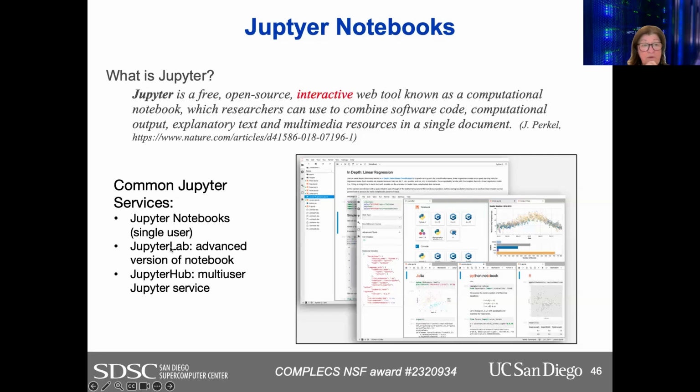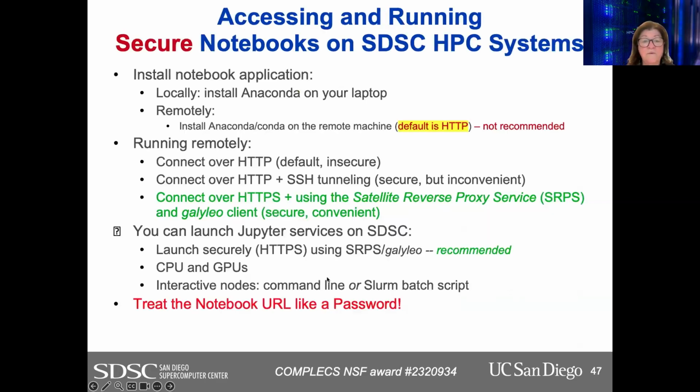And this is an example. You can do one notebook. You can do Jupyter Lab and run multiple notebooks, or Jupyter Hub is a service that might be hosted somewhere. We don't host Jupyter Hub because the security model is not strong enough for what we want to do on Expanse, but we do support running Jupyter Lab and Jupyter Notebooks using Galileo. So we'll get into that quickly.